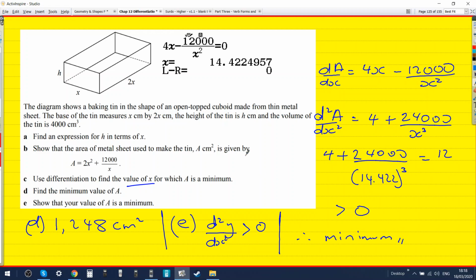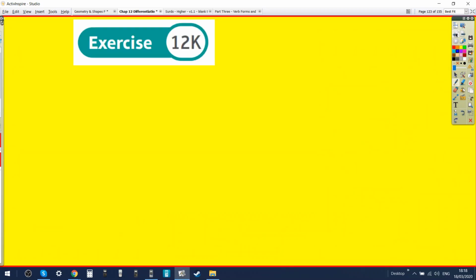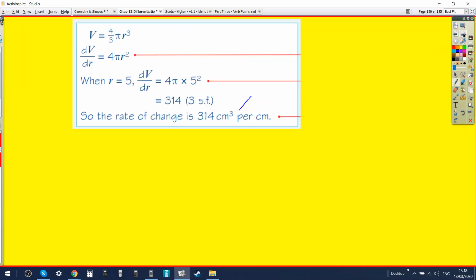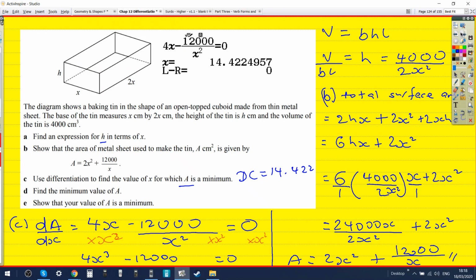Yes. So let us recap. Big picture with these. Let's go back to the easy one. Okay, so this one, nice and easy. They say find the rate of change of the volume when the radius is 5. So you differentiate, sub in 5, that's your answer. Life is wonderful.